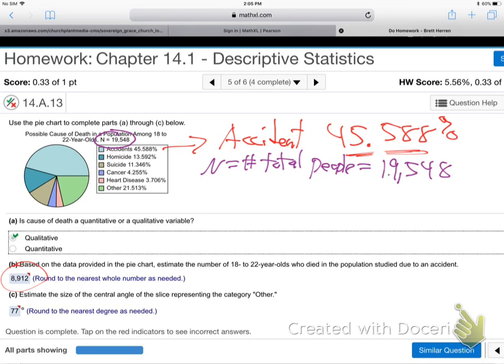So out of 19,548 people, 45% of them died from accident, 13% from homicide, and so on. So, okay, how do I do it? What do you do with this percentage and that number then?